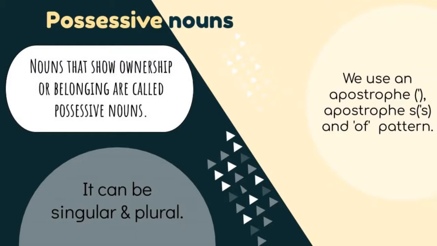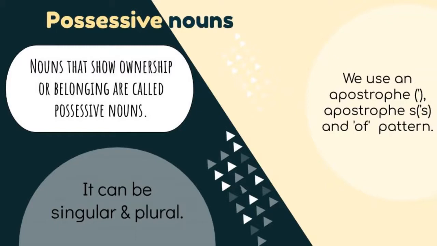What is a possessive noun? Possessive nouns are used to show that something belongs to a person, animal, or thing, and it shows ownership or belonging. This is known as a possessive noun. It shows ownership. We can use apostrophe or apostrophe s for living beings and the "of" pattern for non-living things.